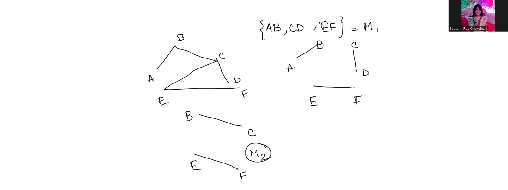Now, again, you can take AB, EC. This is also a maximal matching. In this way, you can find out the maximal matchings. Now, out of these, how many edges are contained? 2 edges. There are also 2 edges. So, both are not the maximum matching. Which one is the maximum matching? M1 is the maximum matching, and this is also the perfect matching. Clear? So, matching in a graph is all about this.